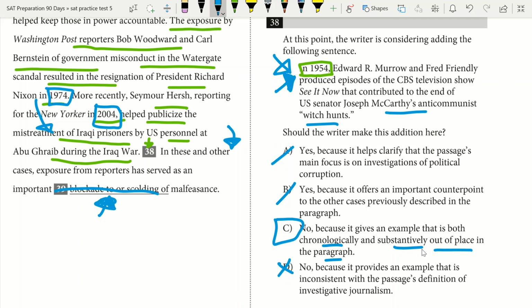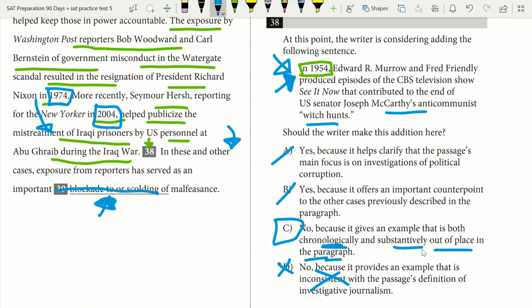As far as D, no, because it provides an example that's inconsistent with the passage's definition of investigative journalism. I don't believe the passage defined investigative journalism, but even if it did, I'm pretty sure it did include television. It just didn't focus on that throughout it. So D would also be incorrect, right? It's given an example that's chronologically and substantively out of place in the paragraph. That's going to be our correct answer for 38.